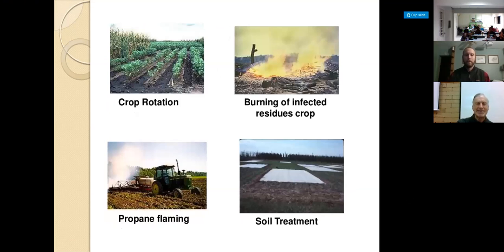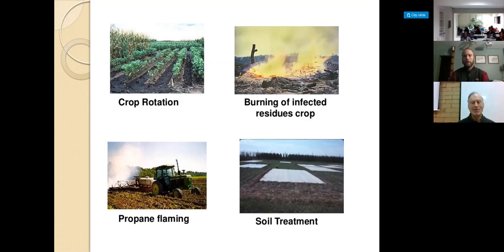Crop rotation, burning your infected crop residues. If you have a crop that has a big disease problem, then it might be worthwhile to burn that crop to get rid of that disease. Otherwise, it's better to compost the crop or turn it into the soil to add organic matter to the soil. But if the disease is a major problem, it might be better to burn the crop.